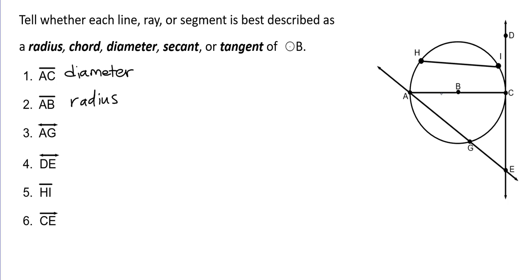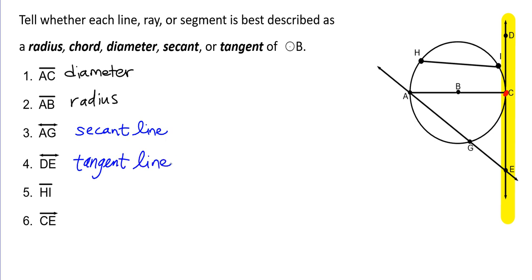Next, we have line AG. So we want to classify this line. Well, line AG intersects the circle at 2 points, so we would classify that as a secant line. The next one is DE. On our diagram, DE is this line here. It intersects our circle at exactly 1 point, point C. So we would call line DE a tangent line. Segment HI. Segment HI is here, and we call that a chord.